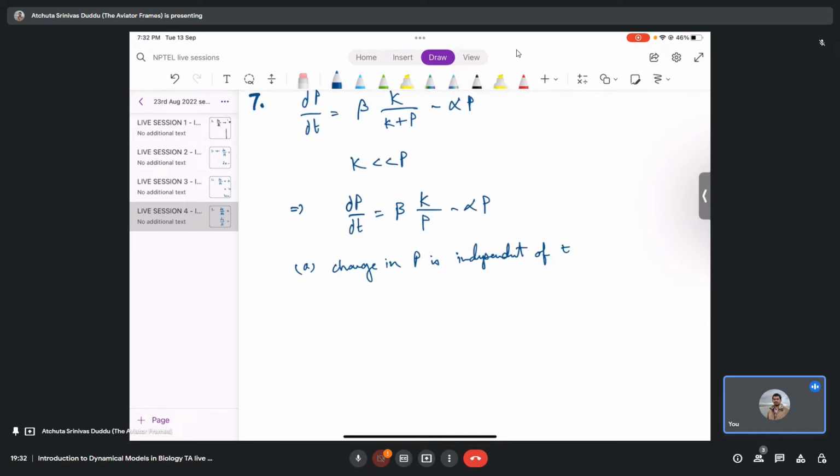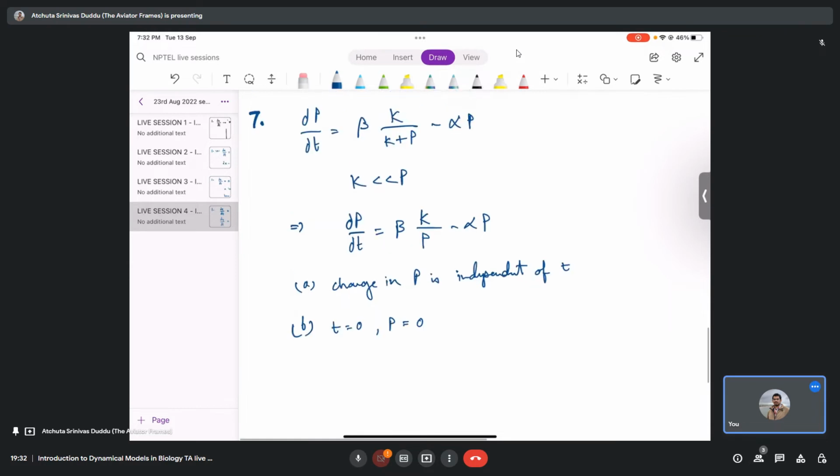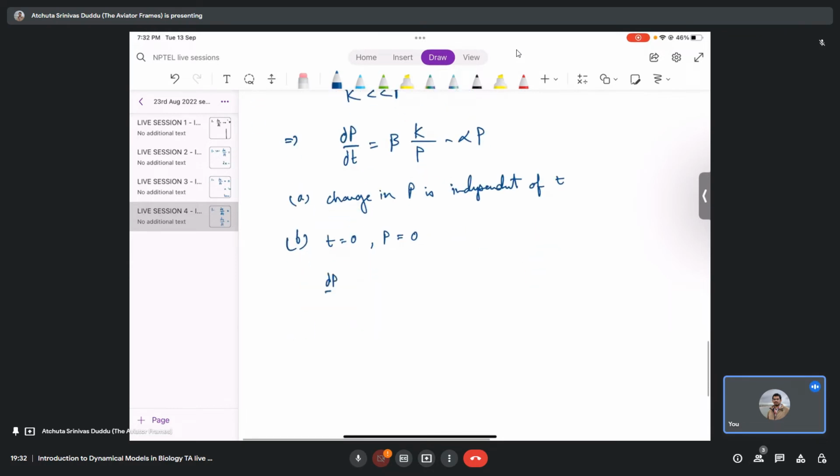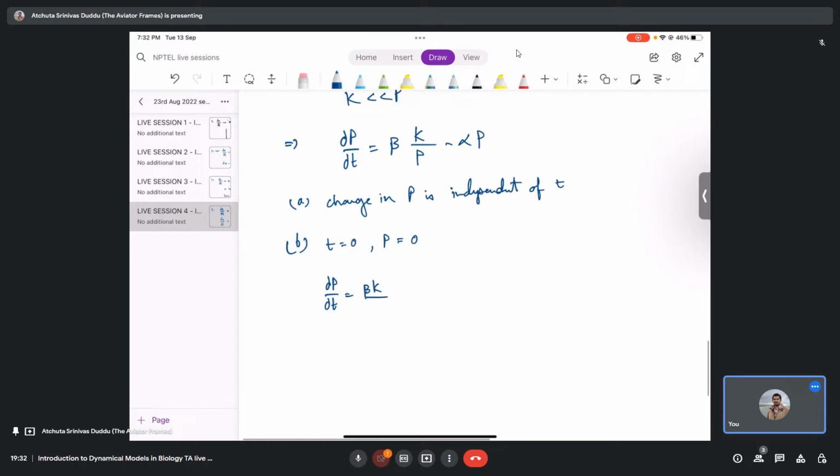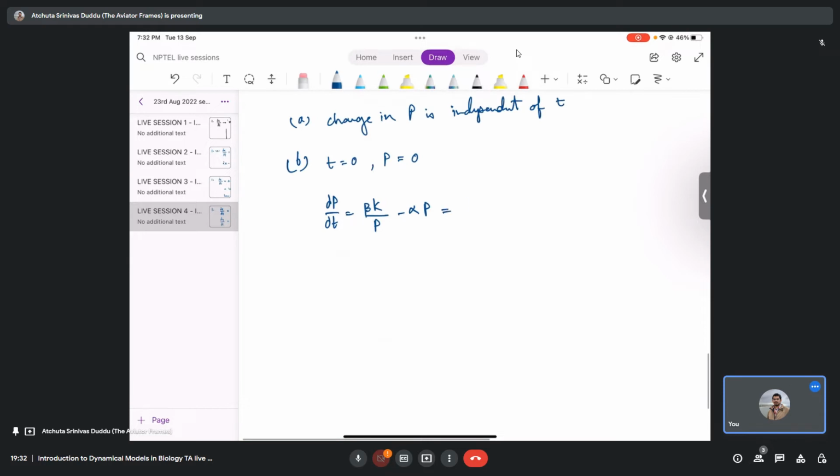Moving on to part B, we have to express P as a function of time. Consider that at t equal to 0, P equal to 0. First we need to solve this equation to get P as a function of time. We have dP/dt equal to beta k by P minus alpha P, which equals (beta k minus alpha P squared) by P. Rearranging, we have dP by (beta k minus alpha P squared) equal to dt, and we take integrals on both sides to solve this.